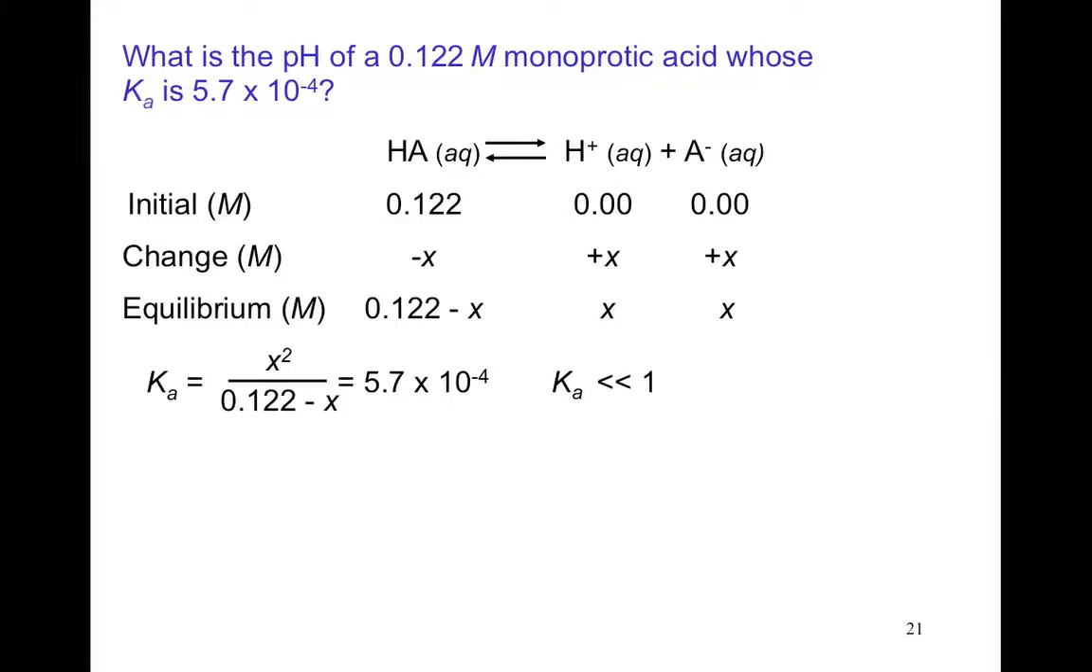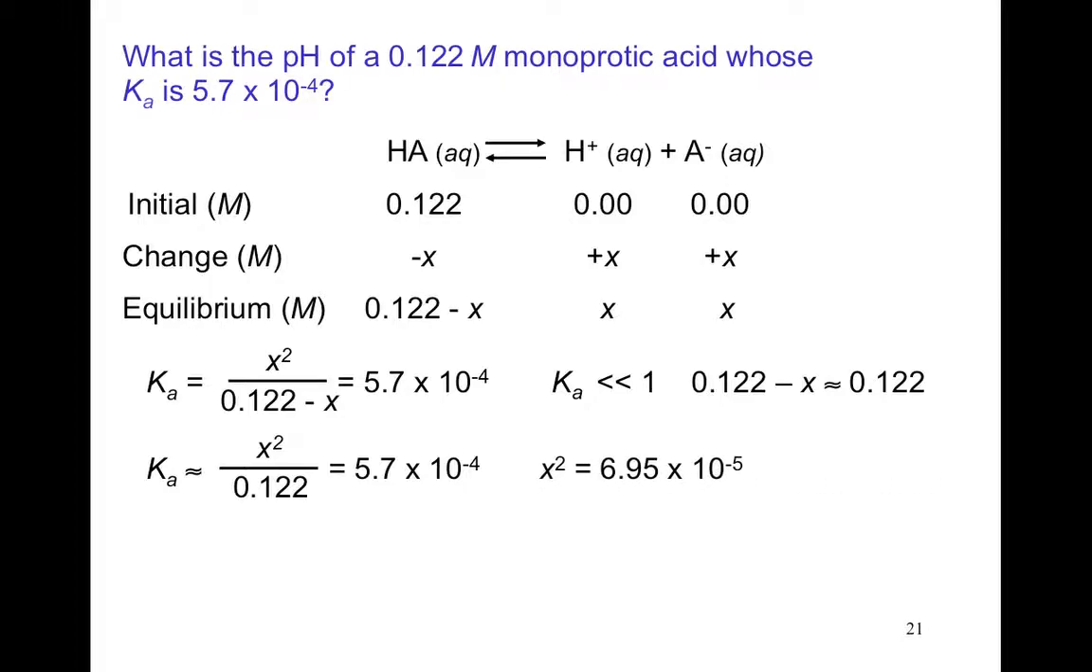You find that your K is much smaller than 1, so you can use the approximation method if you'd like. You can use a quadratic if you like. Doesn't matter, you're going to get the right answer. K is x squared over 0.122. And so you solve for your x, you get about 7 times 10 to the negative 5th is x squared, so you take the square root of both sides, you get an x equal to 0.083. That'd be your hydrogen ion concentration, because it's just equal to x. Negative log of that gives you pH.